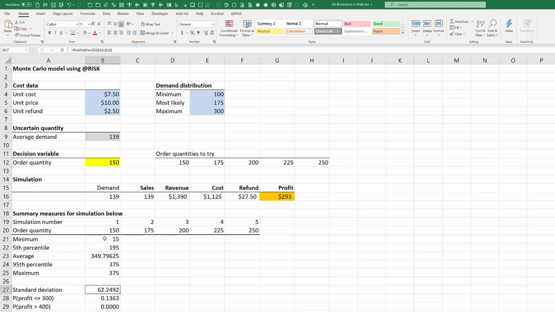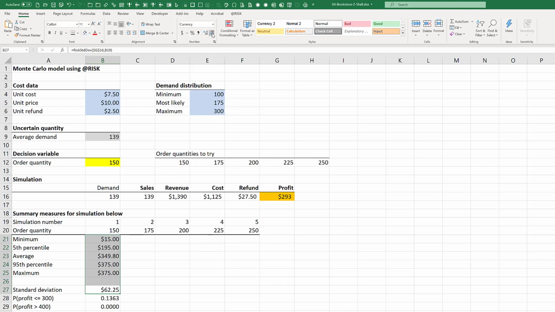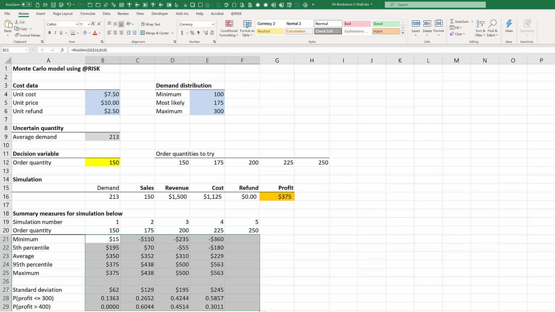And the rest of them are dollar values. All right, so now we copy that part over. So now we get the output statistics that we have set up for the simulation for each order quantity.